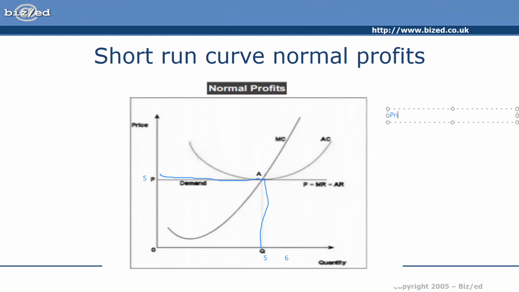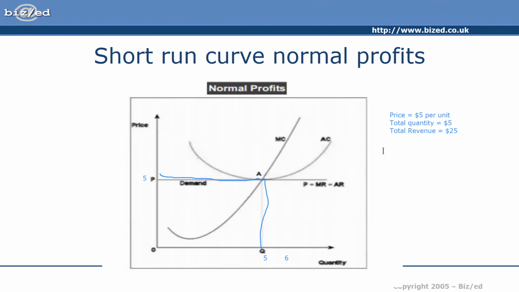No, it wouldn't be 10. The price is $5 per unit, and the total quantity is 5. Correct. And total revenue will equal 5 times 5, which is $25, right?